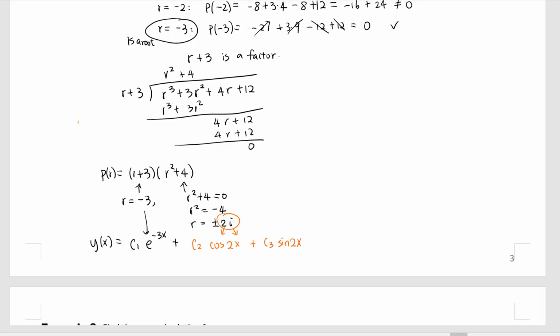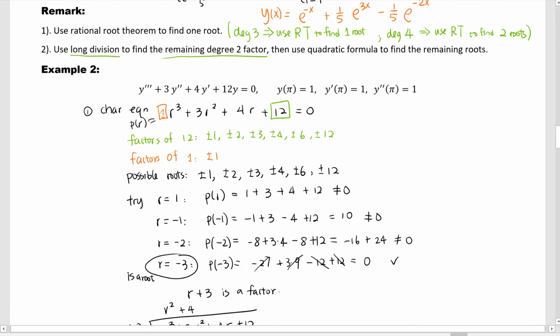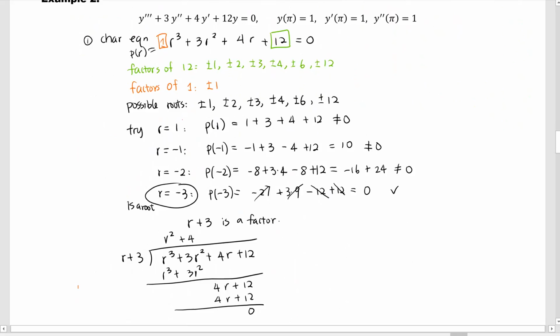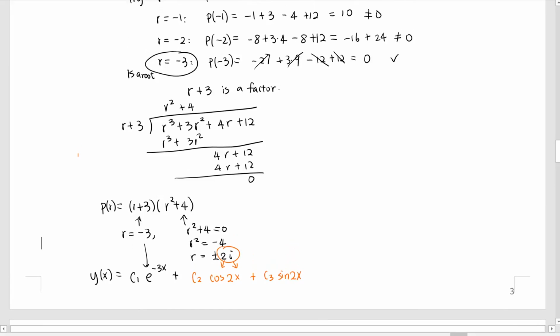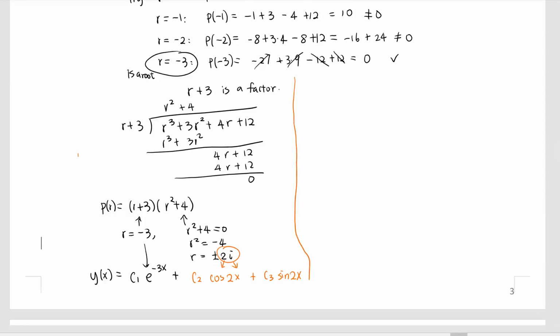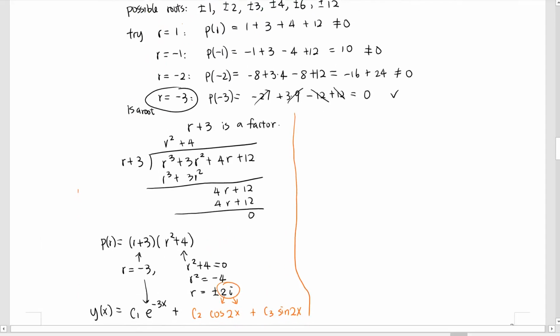Okay, next, because we are given the initial conditions, we need to figure out what C1, C2, and C3 are. So let's see. Okay, let me continue here. So we plug in. Here, the initial values are at x equals pi. So y is 1, y prime is 1, y double prime is 1 as well. Okay, keep that in mind.